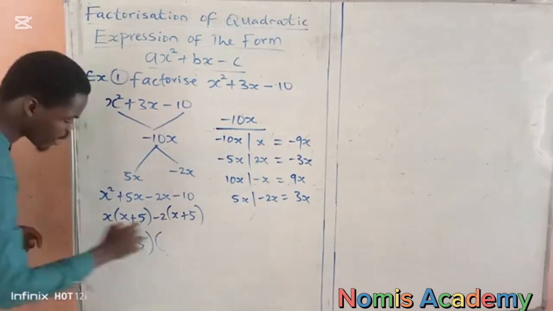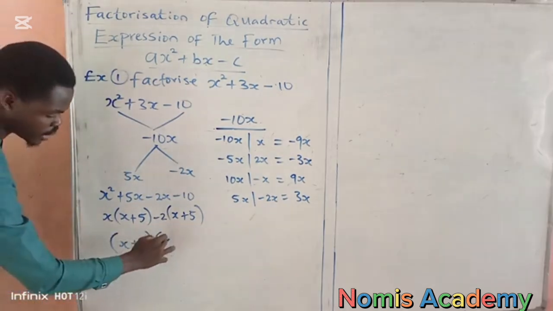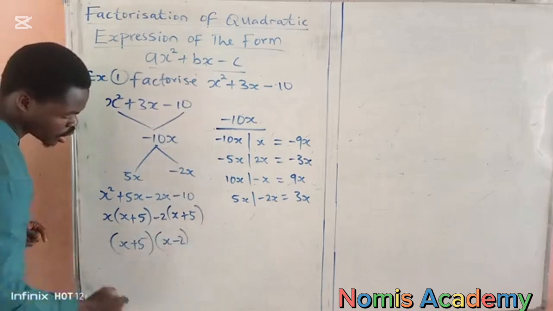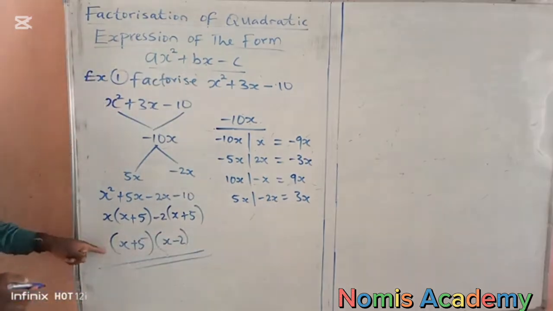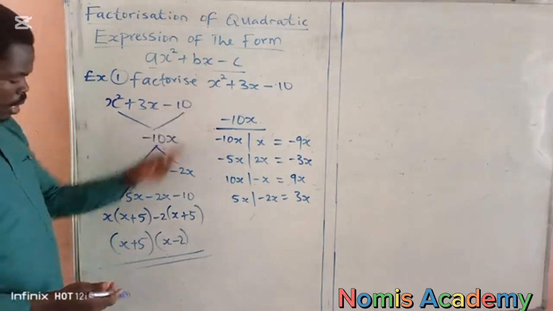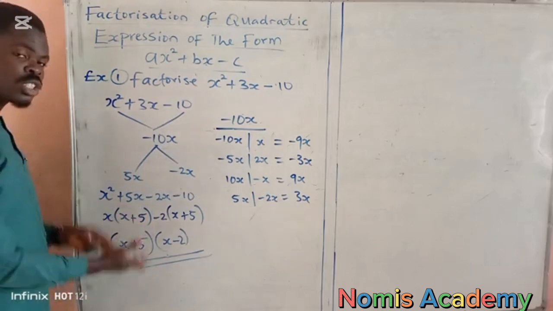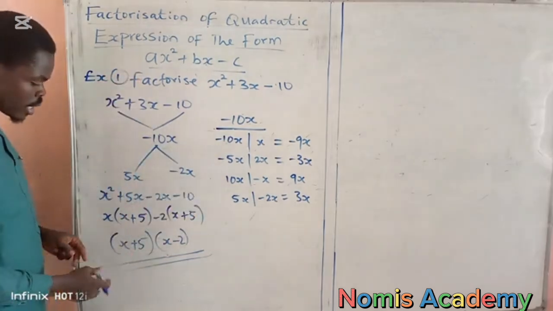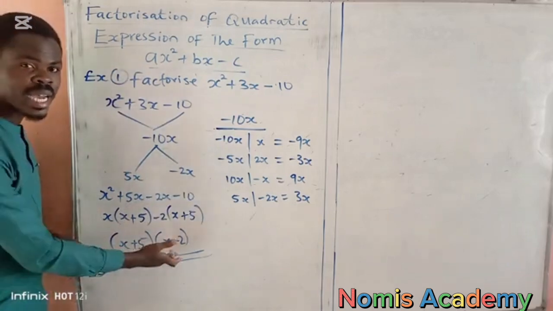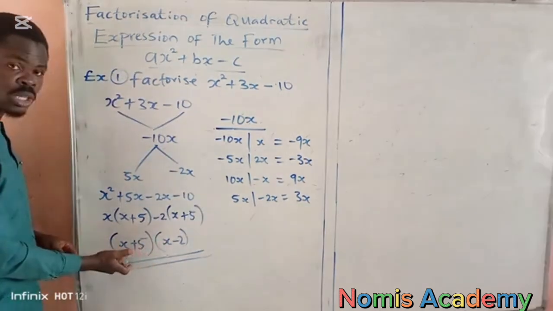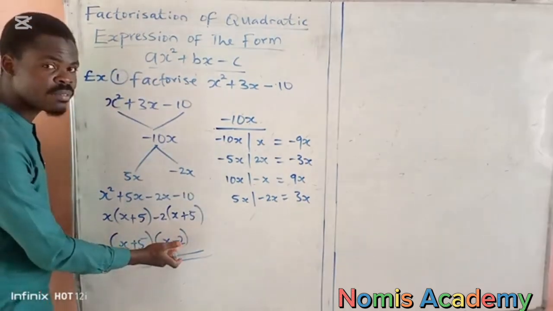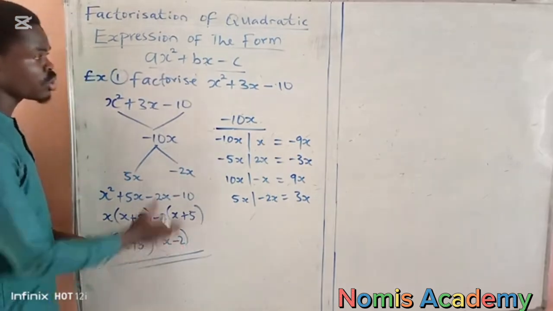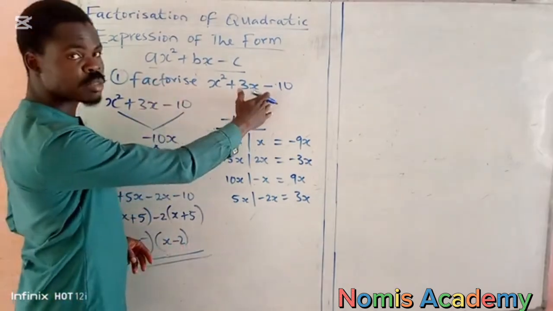And then what do I have outside? I have x minus 2. So this is the solution to the problem. Remember I said the result of a quadratic expression is usually the product of two linear factors. This is a linear factor and this also is a linear factor. The product is the solution to a quadratic expression.